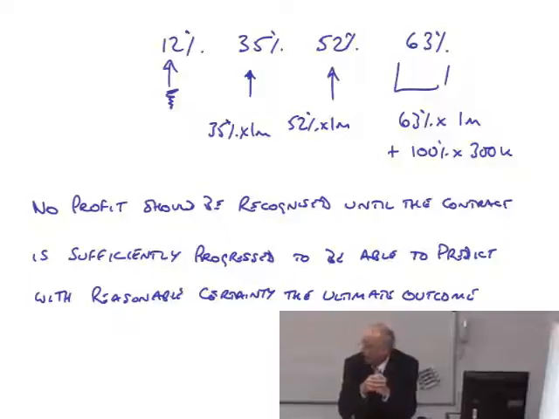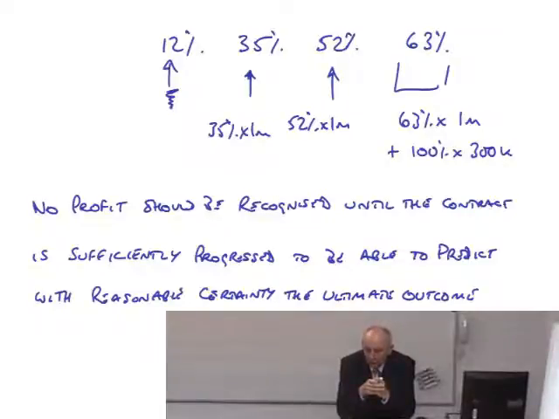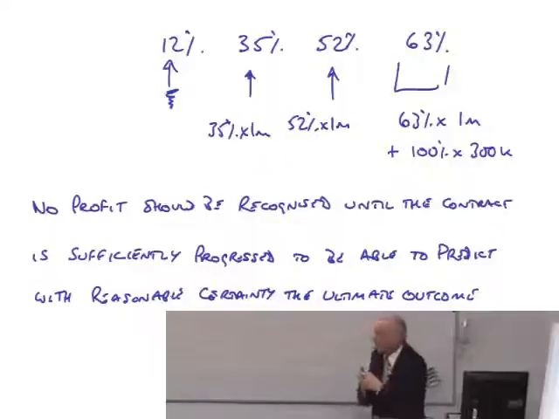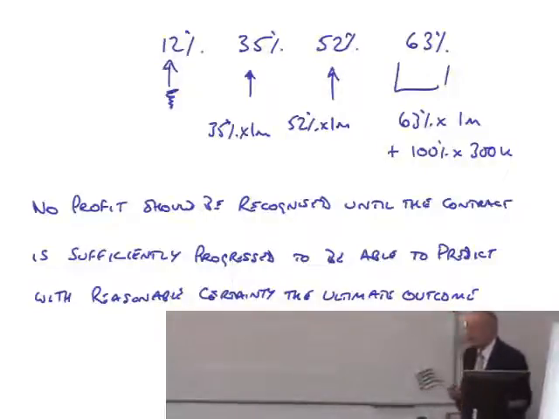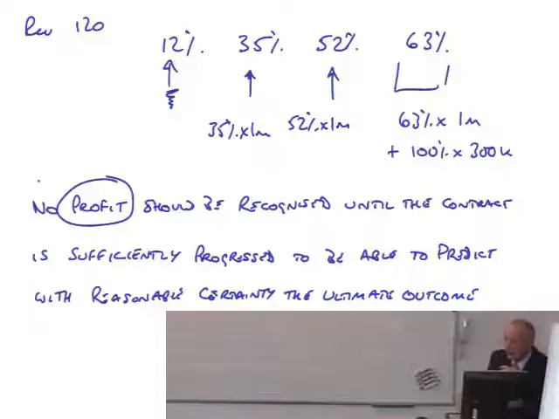So in this situation of 12% complete, how much revenue will we recognise? 120,000 is what you said. We would recognise 12% of the contract value. 120,000 will be the revenue. But no profit should be recognised until we're sufficiently complete. So we'd have 120 in revenue, but would also have 120 in costs. So no profit is recognised.